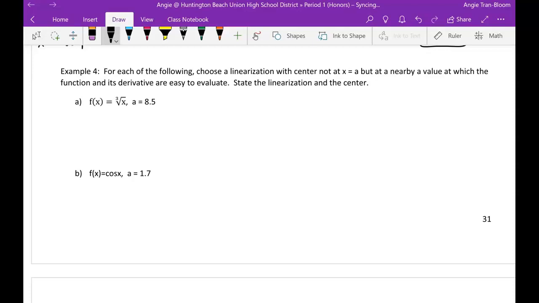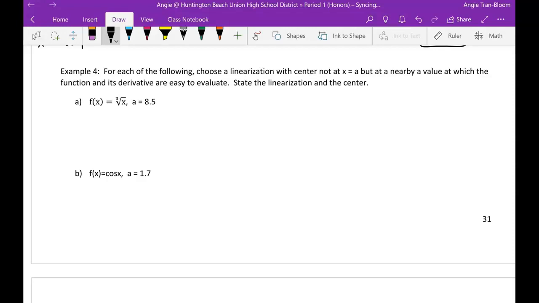Example 4 and 4.5. For each of the following, choose a linearization with the center not at x equals a, but a nearby a value at which the function and its derivative are easy to evaluate. State the linearization and the center that you're going to pick.